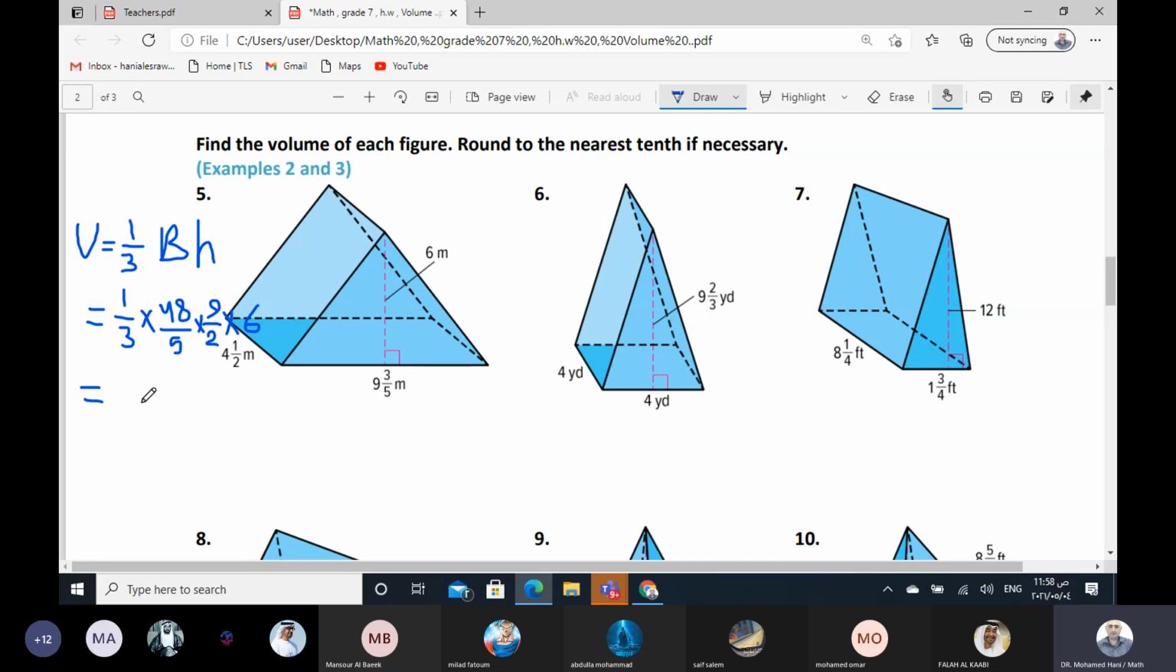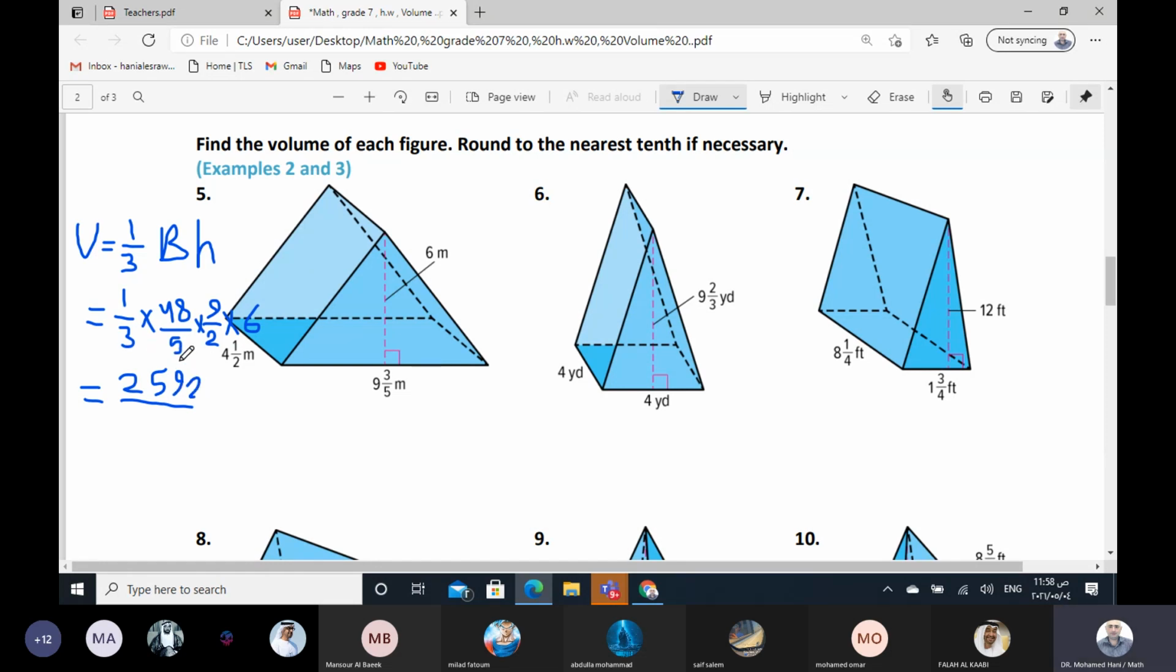Now we can calculate here. In the three fractions, multiply the numerators, then the denominators. 1 times 48 times 9 will be 432. Then multiply by 6. So the answer will be 2592.